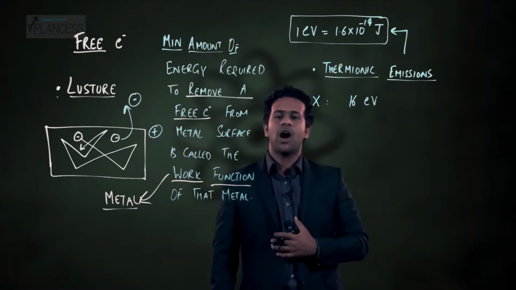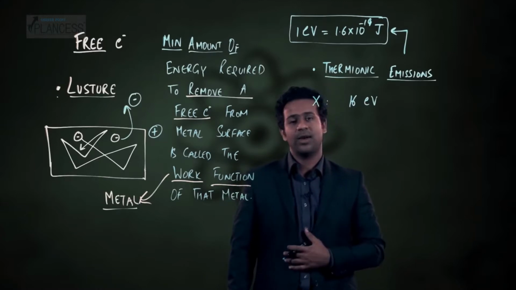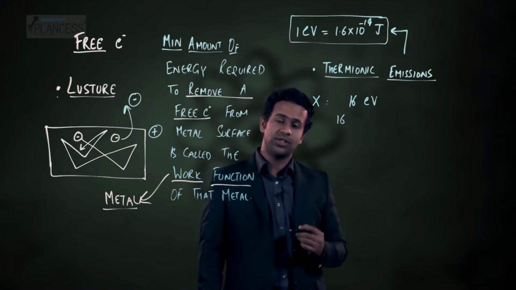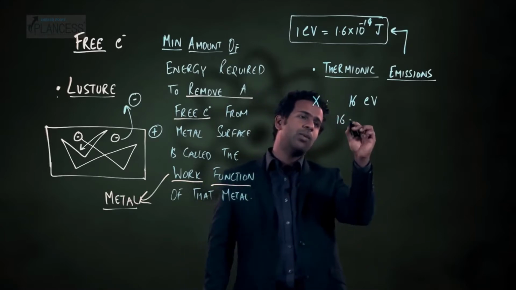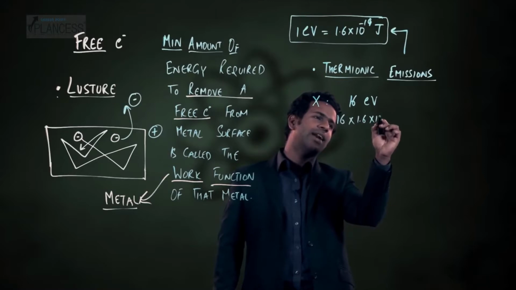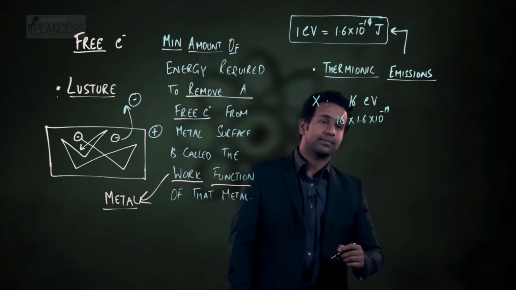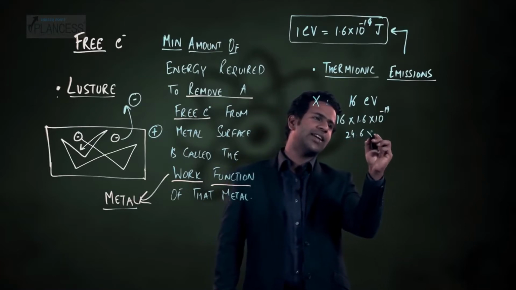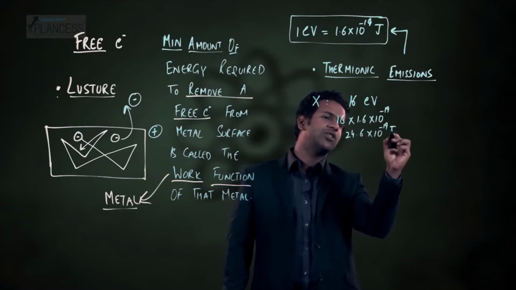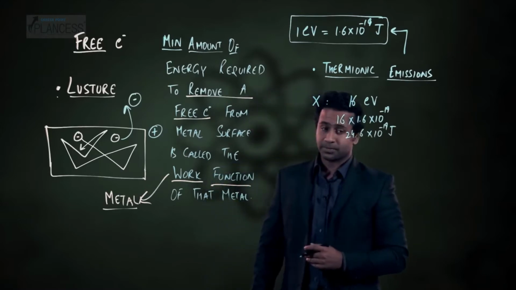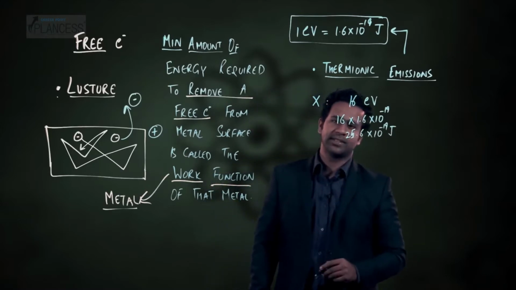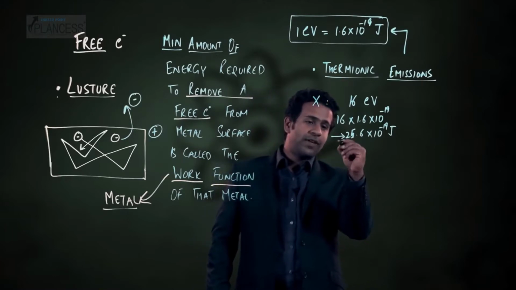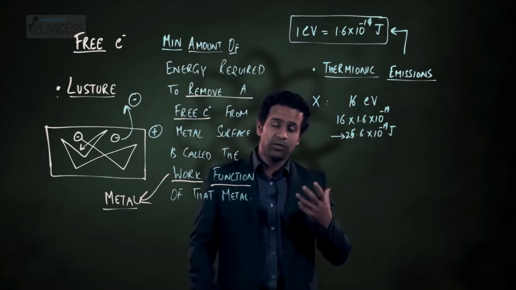Let's first see how much this value is if we calculate it in joules. So to convert electron volt into joules, we should multiply this value with 1.6 into 10 raised to minus 19. So this gives you 25.6 into 10 raised to power minus 19 joules. Now, this value is the amount of energy that is needed to remove this electron.